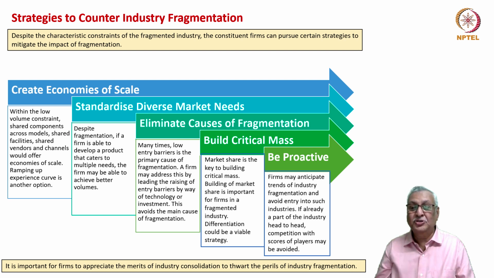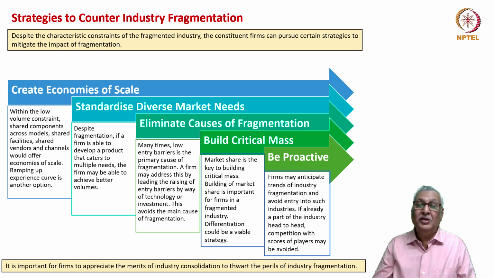And the fifth approach is to be proactive, which is to mean that the companies should be able to forecast whether this industry is going in for fragmentation. There are two approaches. One, become more powerful before it becomes fragmented and drives down the viability, and become a leader. Or understand the inevitability of fragmentation and move out of the industry. By doing this, the company can gain, and if the company is a part of the industry, head-to-head competition with scores of players may be avoided.